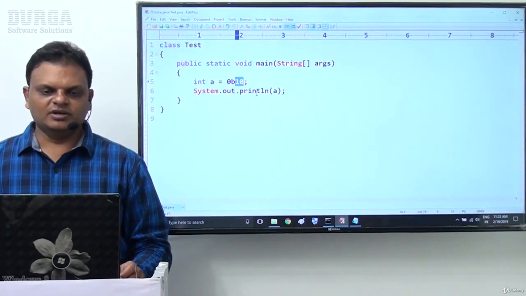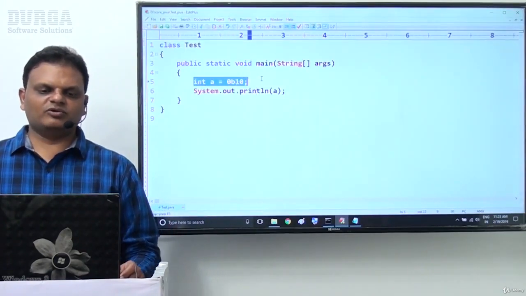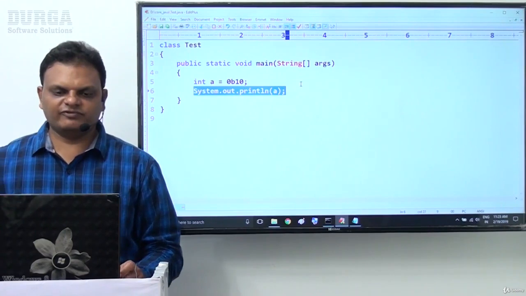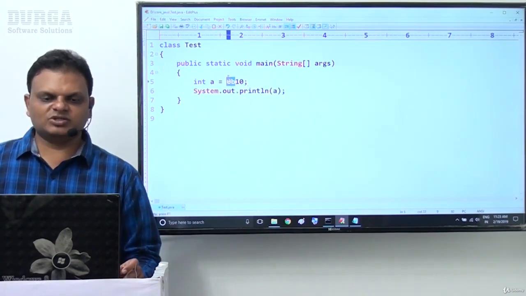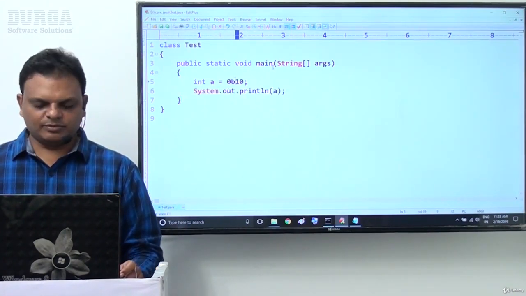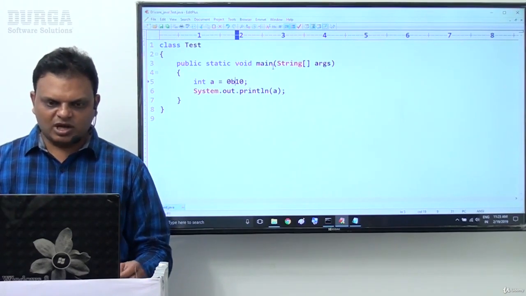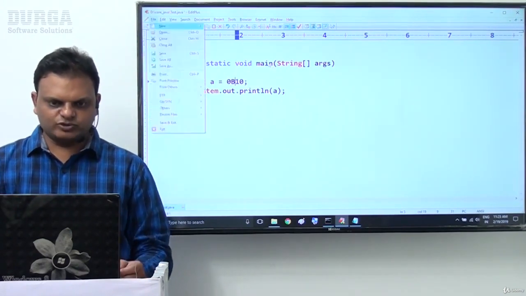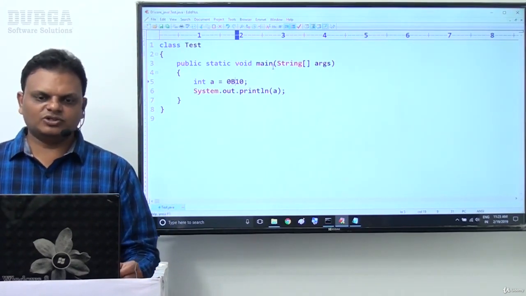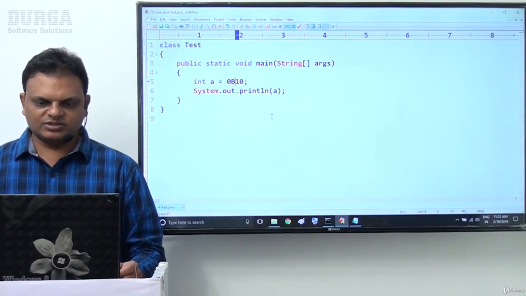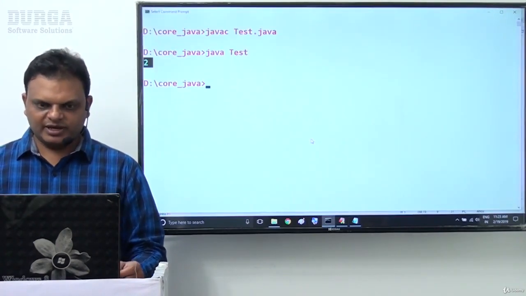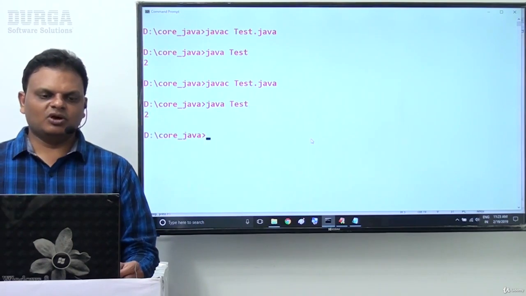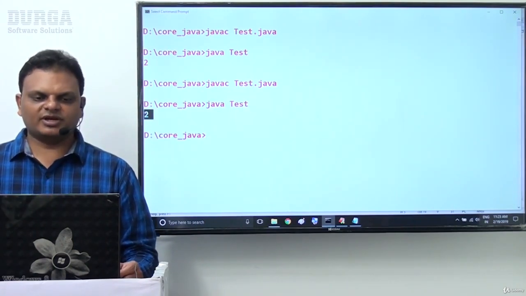So int a is equal to 0b10, System.out.println of a. Here 0b is a small b, which means this is a binary number representation. In place of small b I want to use capital B. Of course we can use that. Either 0 small b or 0 capital B we can provide. Now let me compile and execute this. No compilation error. Output we are getting is 2.